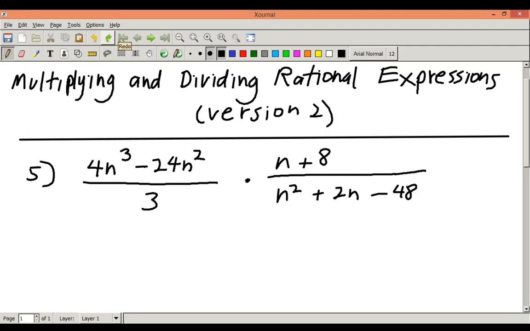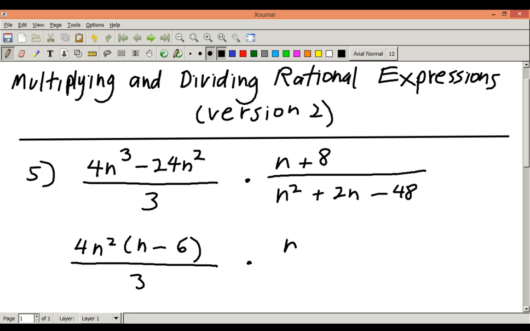It's a multiplication problem. And remember, we said that before you multiply, you've got to factor anything that can be factored, top or bottom of either fraction, and then see if you can cancel some factors. So I'm looking at that first fraction, and I see that I can factor out a 4n squared times n minus 6. And that's over 3. And then I look at the second fraction.